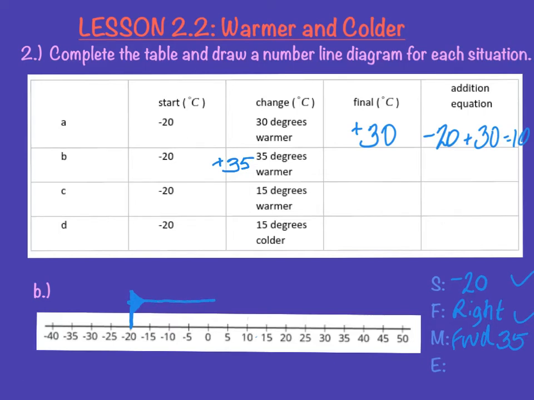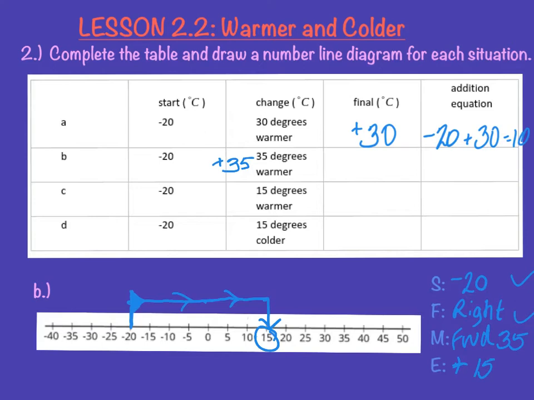20 to 0 is still 20. I have to get 35 places, so I'm going to keep going. That's 25, 30, 35 right here. Okay, I'm landing or ending at positive 15.